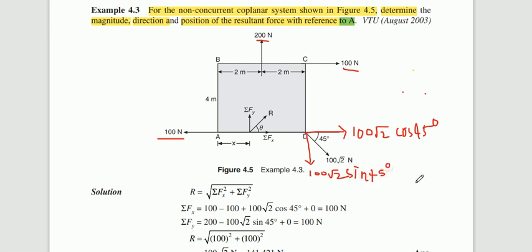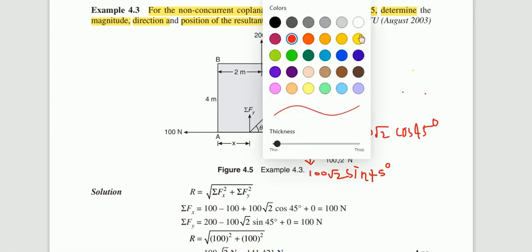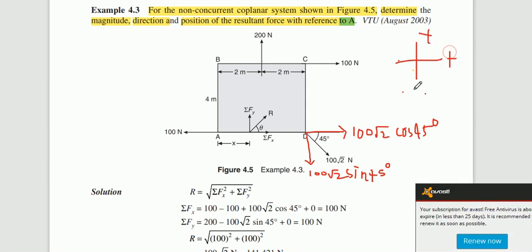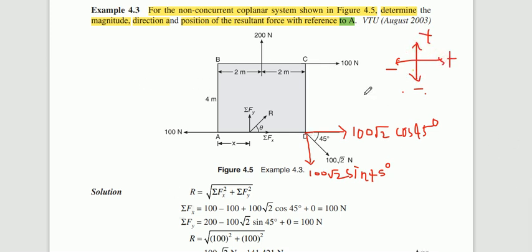So now summation of Fx and summation of Fy, similar to what you did in the previous problems. You can observe here this 100 force, and we know the direction. This is positive and this is positive, negative and negative. First we need to consider summation of Fx. 100 is in the positive direction, therefore it is positive, and the other is in the negative direction, that is plus 100 minus 100. And another force is 100 root 2 cos 45.